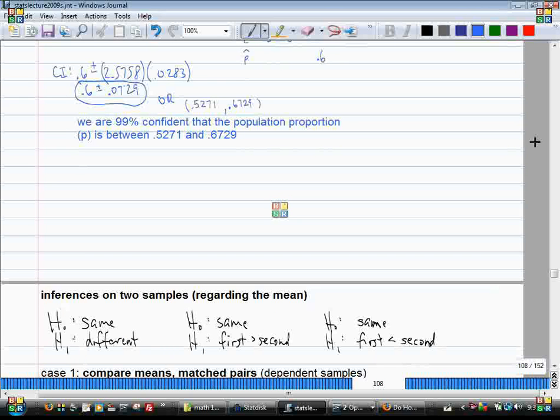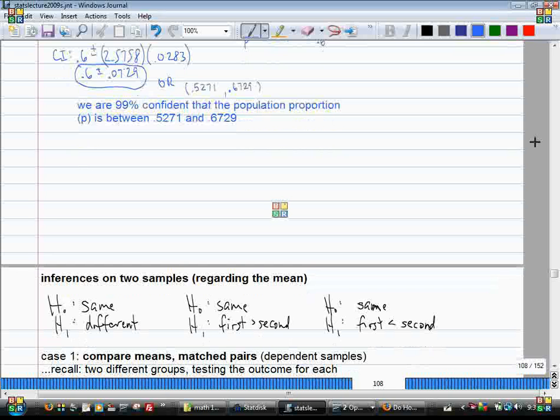Let's consider the case where we're comparing means using matched pairs, which the book also refers to as dependent samples. So first remember that we've got two different groups, and we're testing the outcome, or we're taking some measure for both groups.